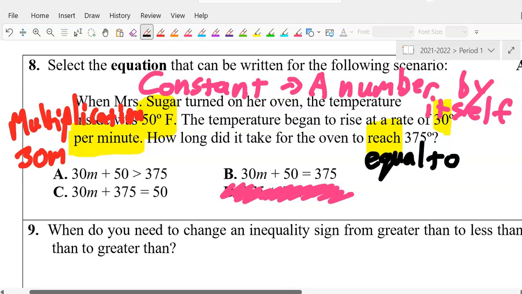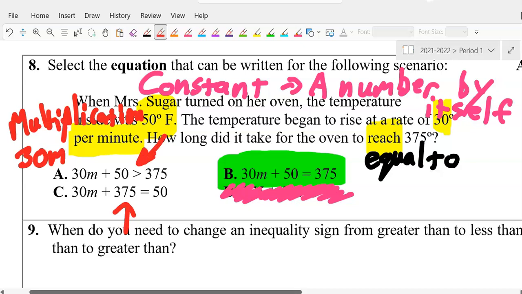So that means we need to look for the choice that is equal to how many degrees? What are we reaching? 375. So which one is that? B. Y'all see that? We've got 30M, we've got 50 by itself, and we're reaching 375. For letter C, we were adding the wrong amount, right? We're not reaching 50. And A was an inequality, but it's not an inequality because we're reaching 375. Got it?